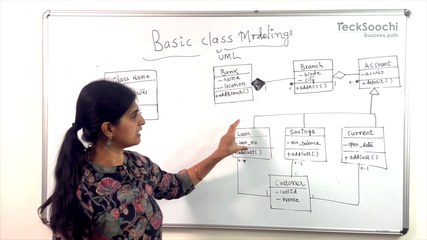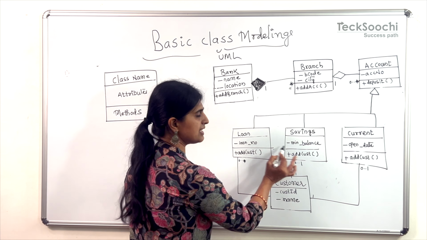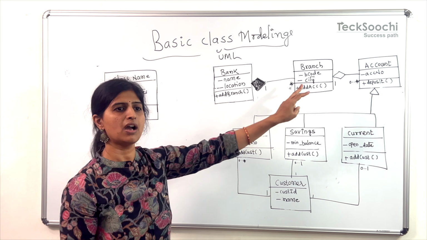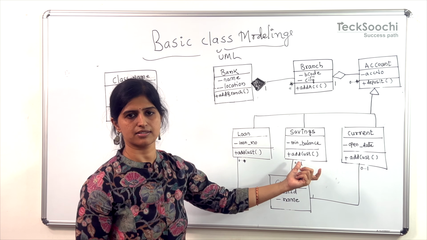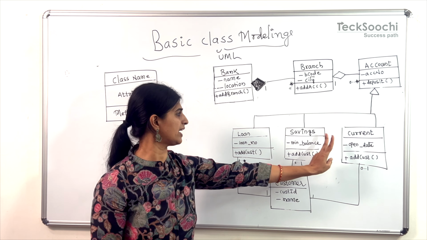So how do I indicate the inheritance concept? It is with this upper triangle symbol. So this basically indicates that these child classes are derived from the account class, and account is the parent class, and these 3 classes are going to be the subclasses or child classes.